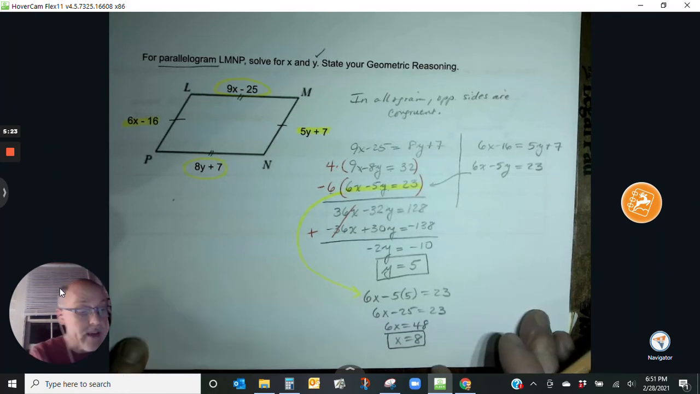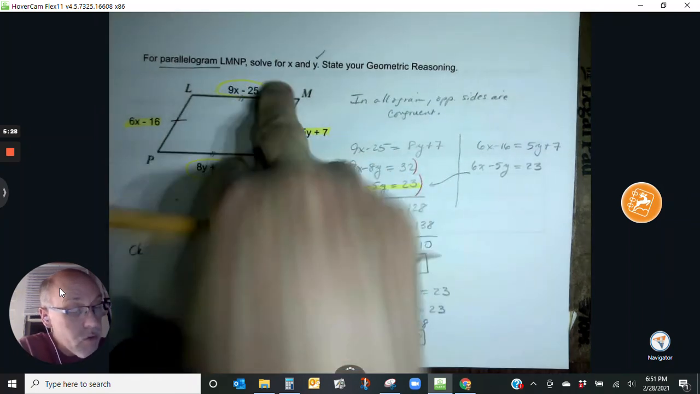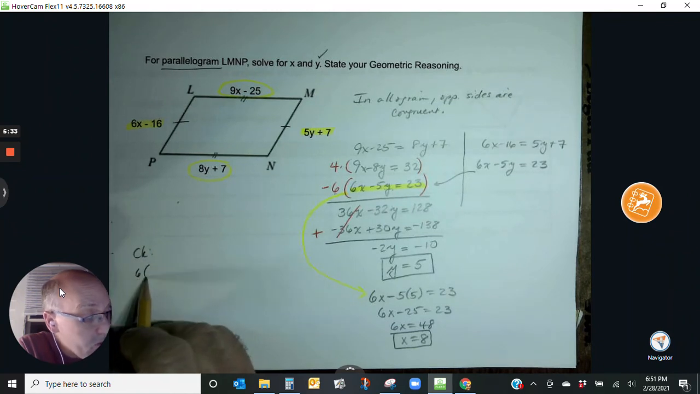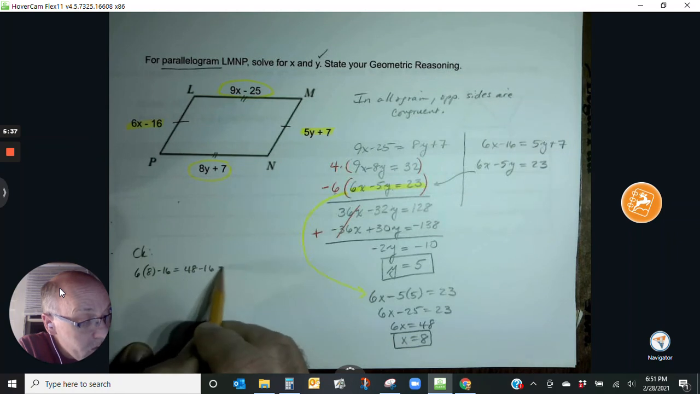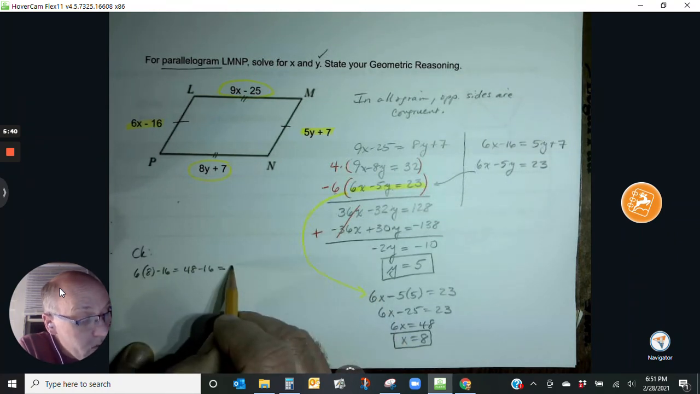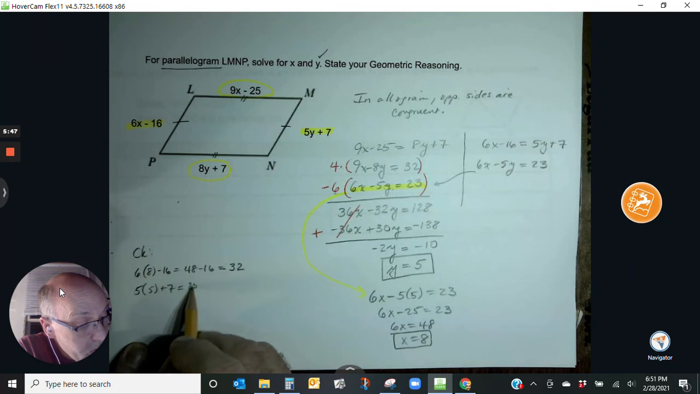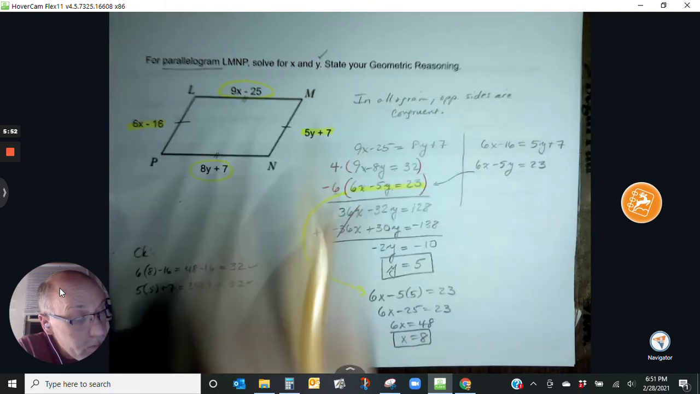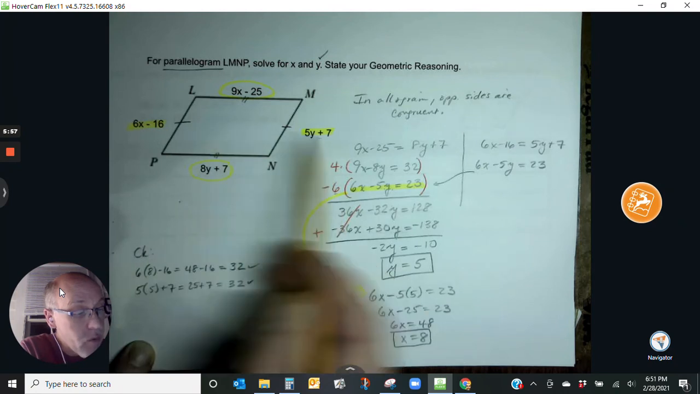Of course, I can check it, because when I check it, these two quantities better be equal, and these two quantities better be equal. So here I could say 6 times 8 minus 16 is 48 minus 16, okay, which I believe comes out to be 32. And 5 times y plus 7 is 25 plus 7, which is also 32. So those are both 32. So those are probably the correct x and y. Chances are they don't work there, they also work there.